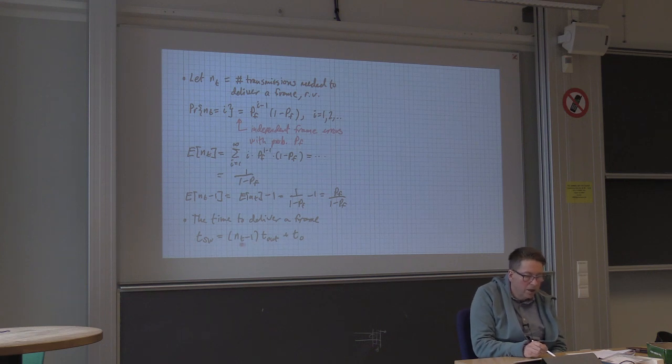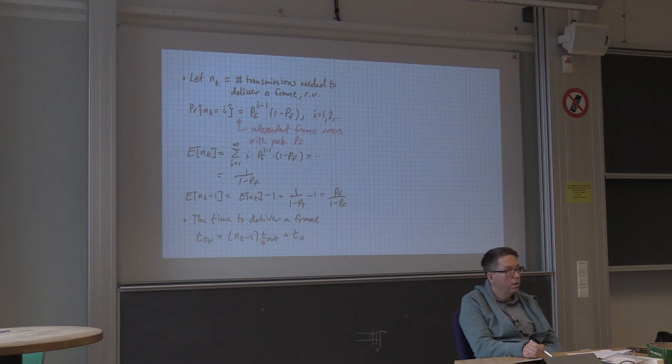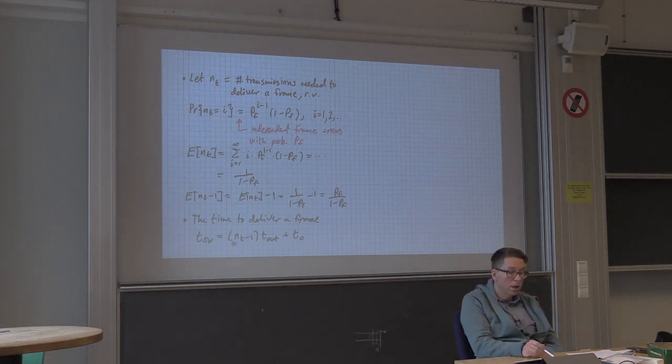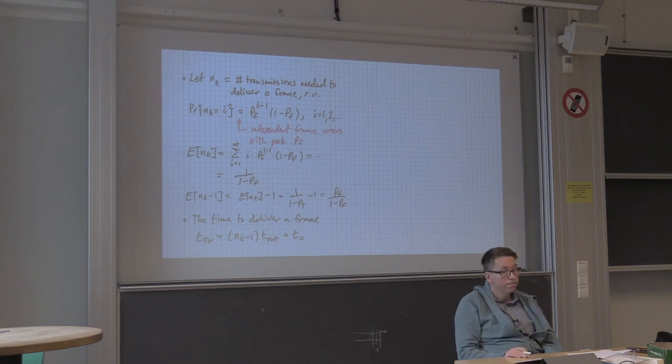If we don't have any failures, then nt is equal to 1, and the first term disappears, and the time to deliver a frame is t0, which we used in the calculation before. But for each error, we increase the delivery time by t out, the timeout time. Question? What was the index SW? SW for stop and wait.